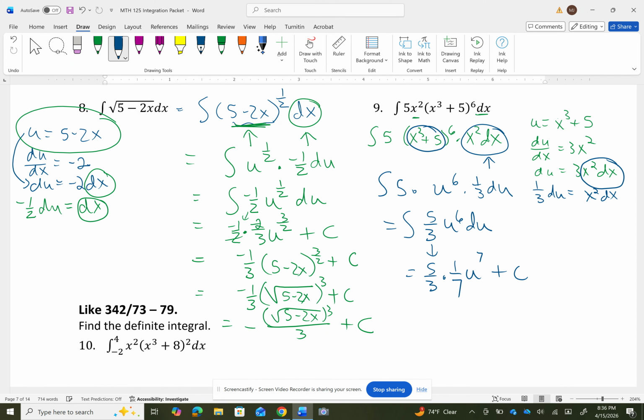Also, don't forget that you've got to clean this up a little bit. So that's 5/21. And I don't want u, I want x's. So I got to replace it with an x. And then that's a pretty good final answer right there. Only thing you could potentially see different is that they put the 21 underneath everything.